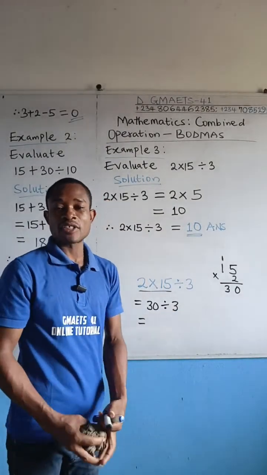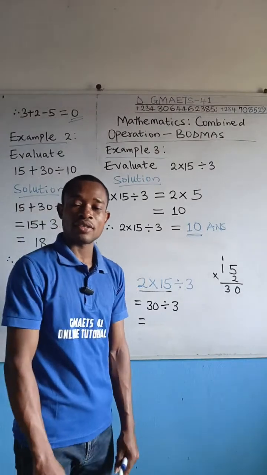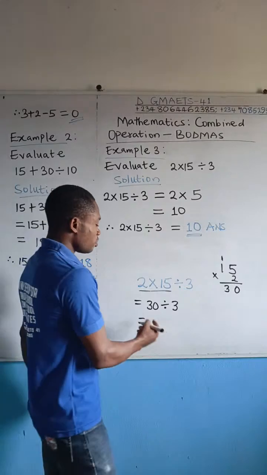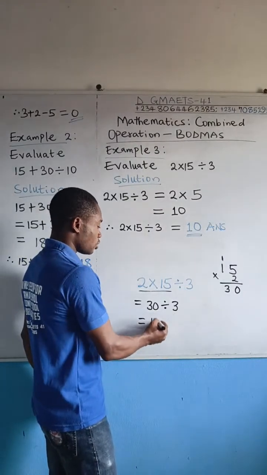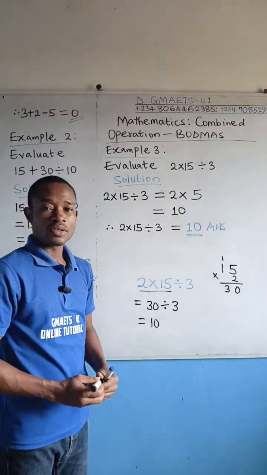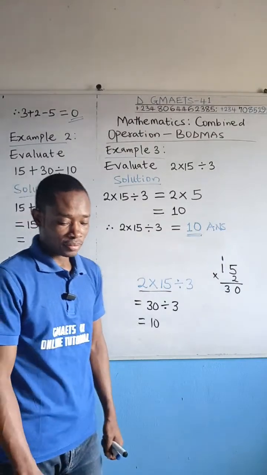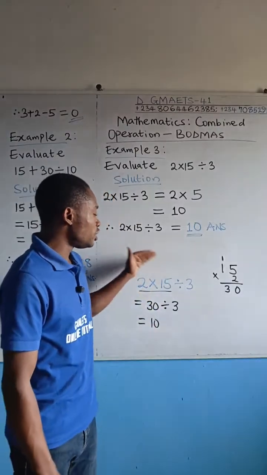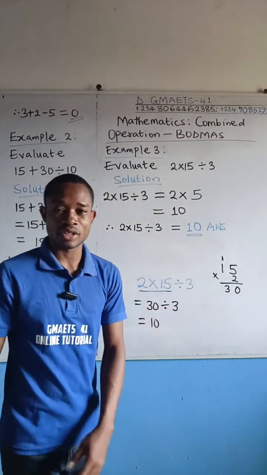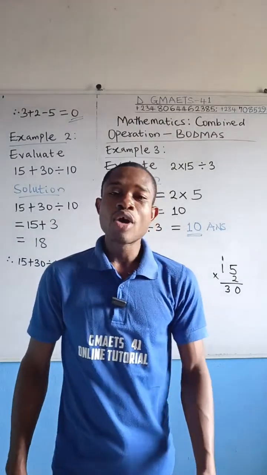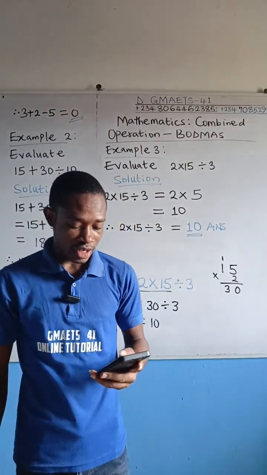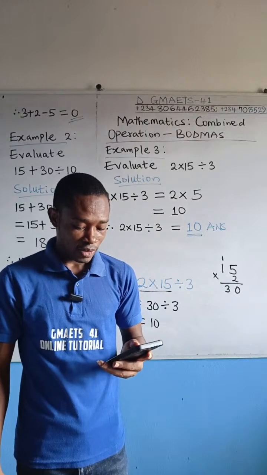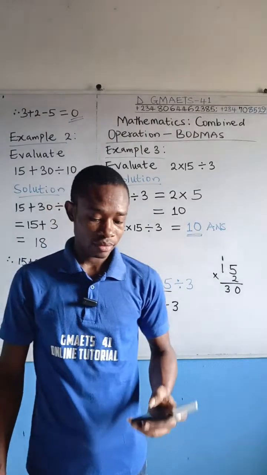You ask yourself 3 times which number will give you 30, and 3 times 10 will give you 30, which means that 30 divided by 3 is equal to 10. So you see, you got the same thing. But remember, please, you can only do multiplication before division if in the operation you have multiplication and division only. Is that okay? If you have multiplication and division only.